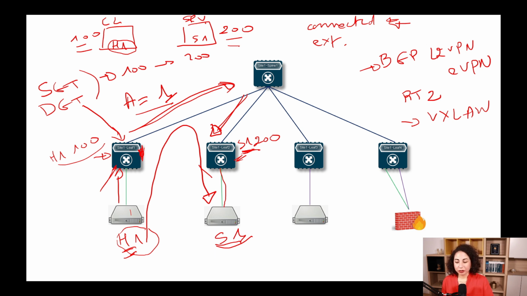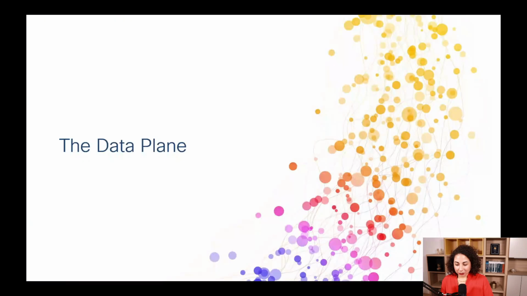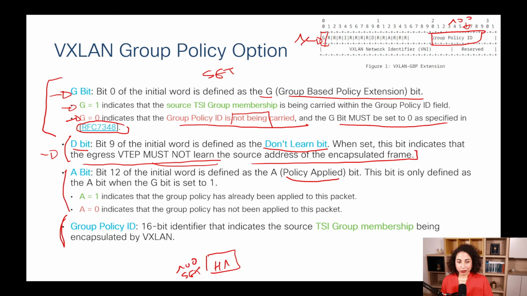I mean, all this stuff, but it will also add the bits that we have mentioned, meaning the G bit equals 1. In the group policy ID, it will position the security group tag of host 1, which is 100. And it will say, okay, buddy, I have already applied the policy. So please, when you receive the traffic, simply route it or switch it as you would need to do. But just be aware that the policy is already applied, so you don't need to do anything. So this is pretty much it for the important fields of the VXLAN GBP extension header.